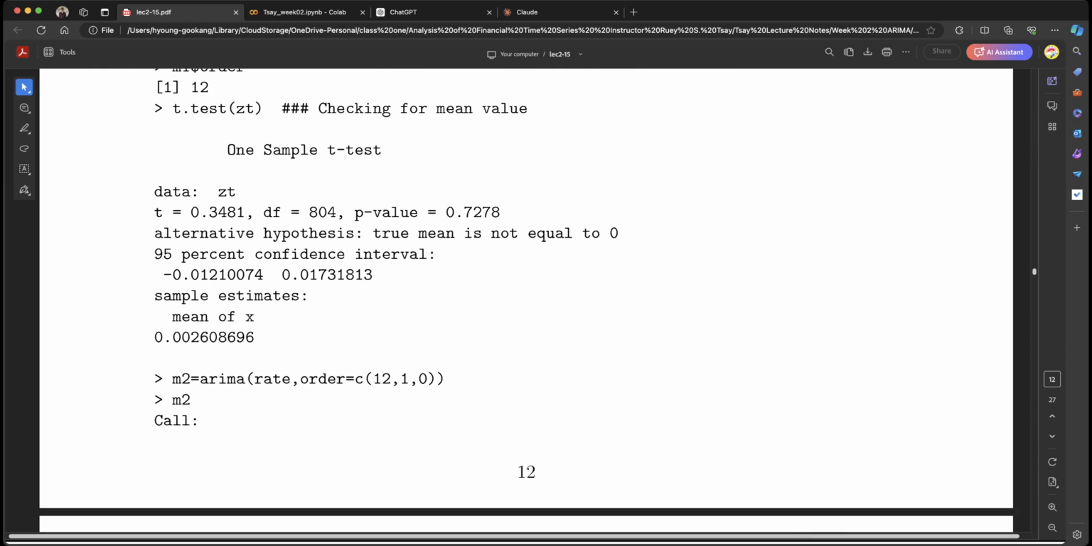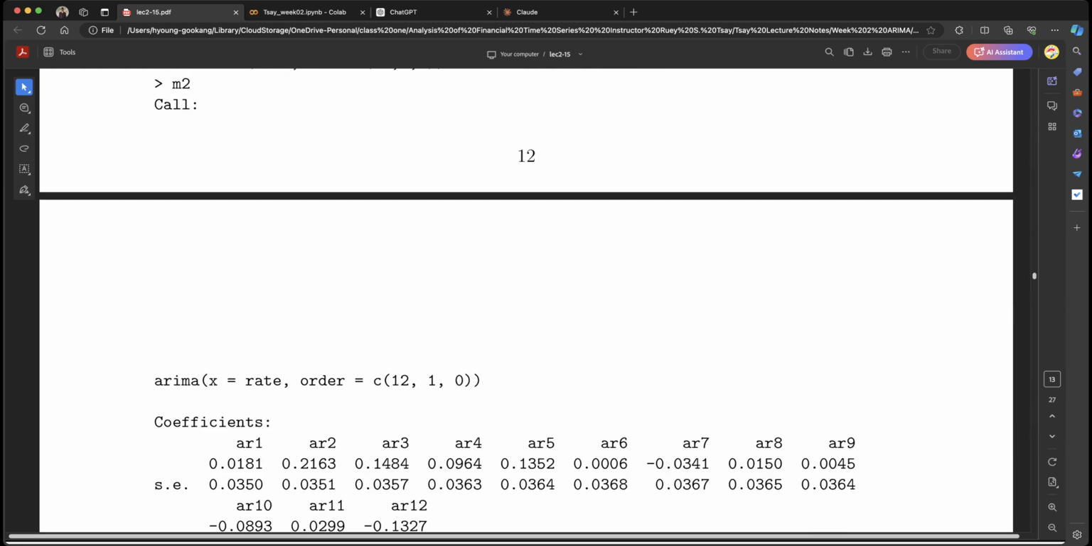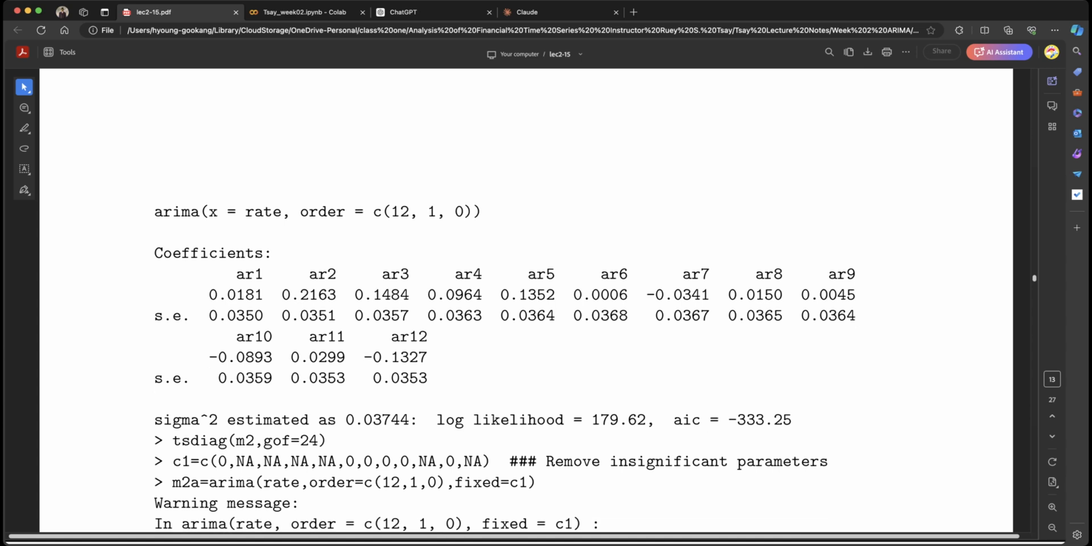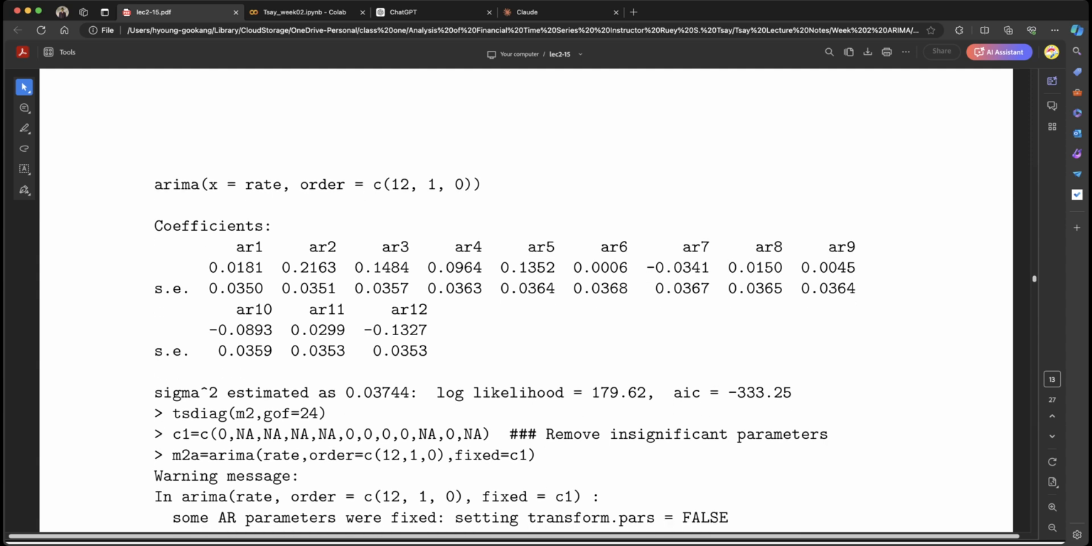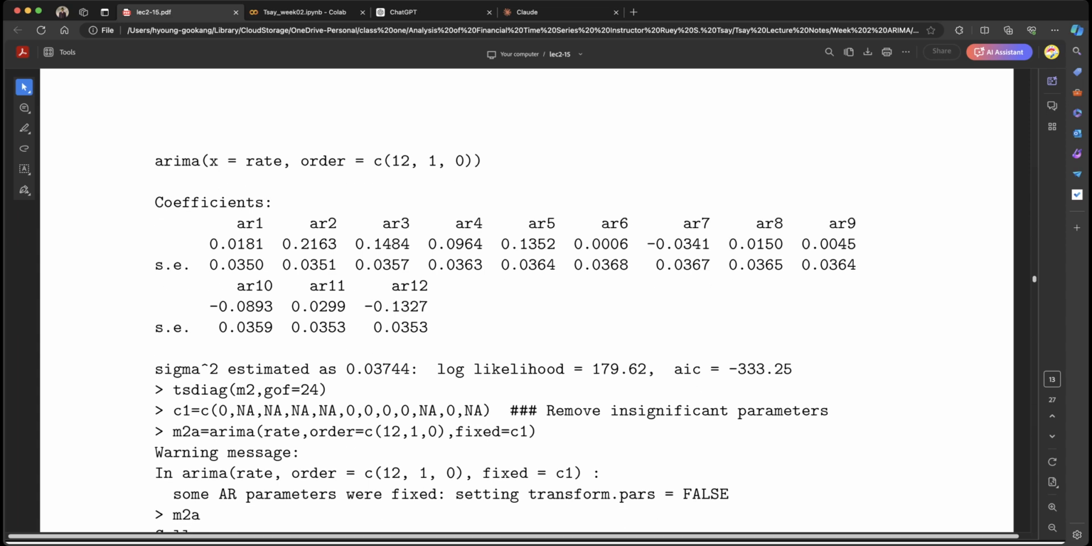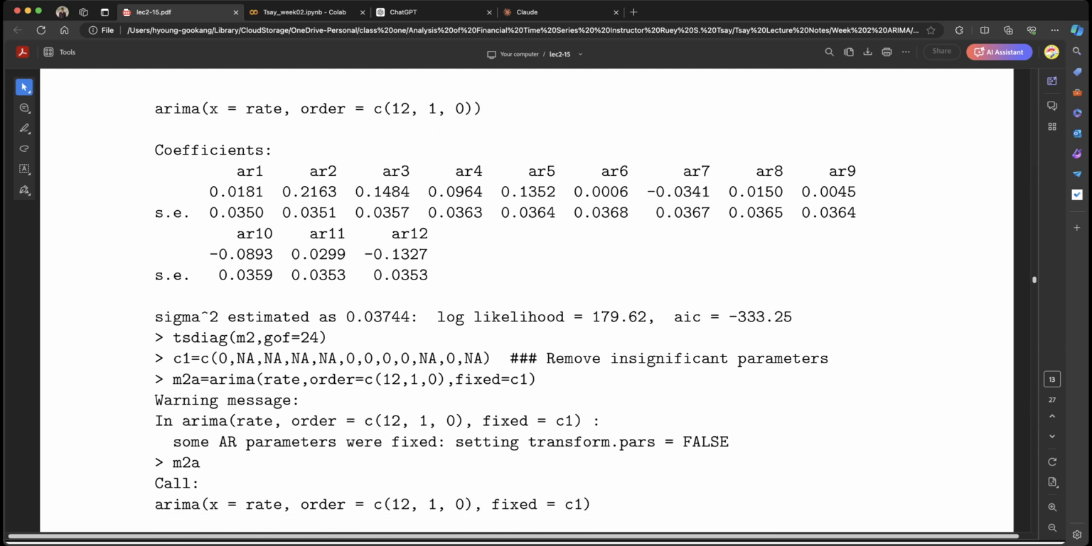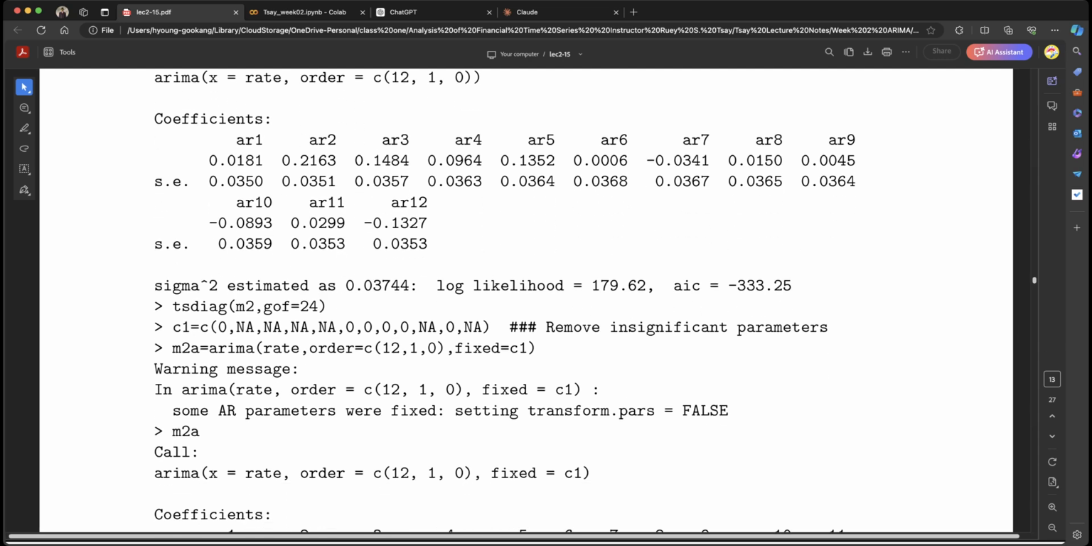So these are the 12 AR coefficients. Okay. They look quite significant. All standard errors are very small, some of them very small. Some of them are quite significant. And then remove insignificant parameters, something like this. Well, the usual rule is that when the standard error is half of the coefficient, then usually it is significant.